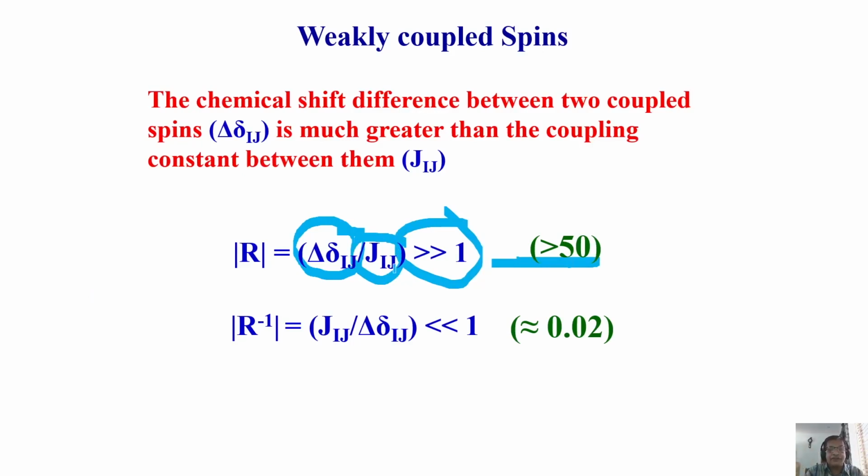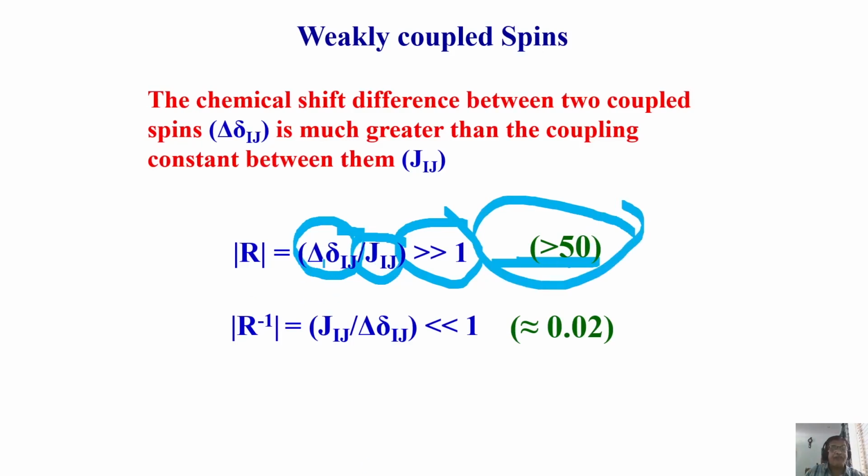Now let us take a simple example. I have two coupled protons giving rise to doublets each. The chemical shift separation between them, let us say, is 500 hertz. The J coupling between these two is only 10 hertz. Now what is my ratio? 500 divided by 10. It is 50. So it is a weakly coupled spin system.